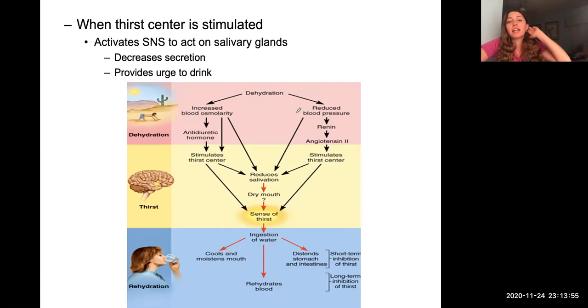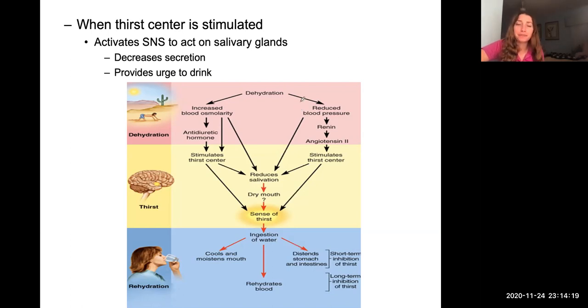It activates the SNS, the sympathetic nervous system, to act on the salivary glands to decrease secretion, and it provides the urge to drink, because if you have dry mouth, you think, oh, my mouth's so chalky, I need to drink something, right? You never think about that. And look at her, Emily's drinking. That's great. Well done.